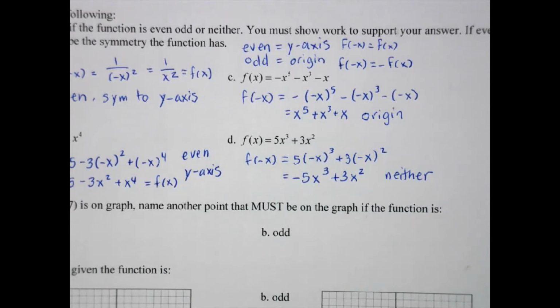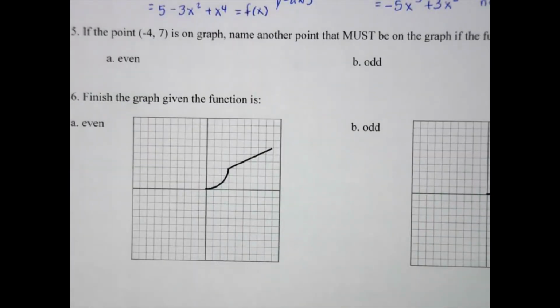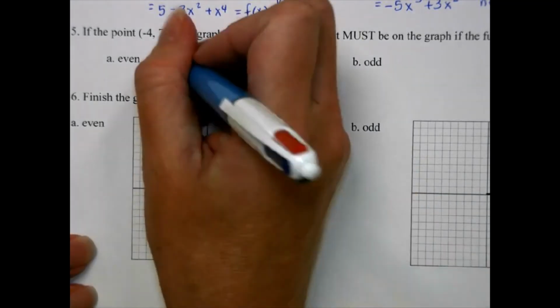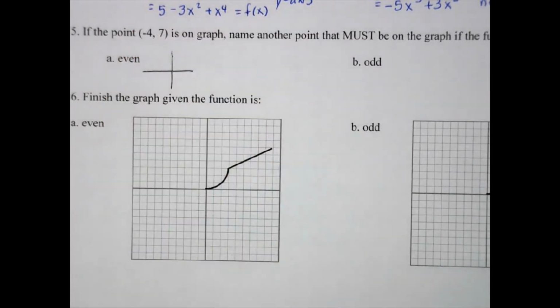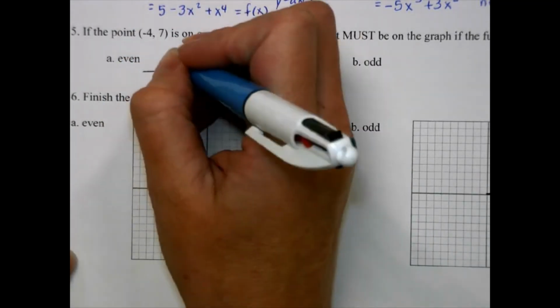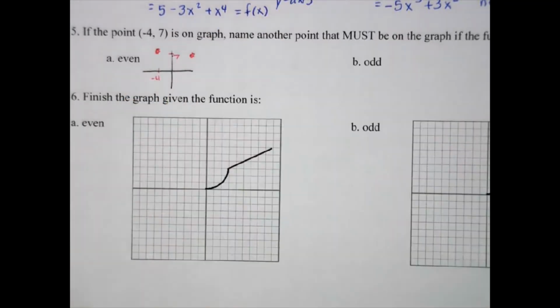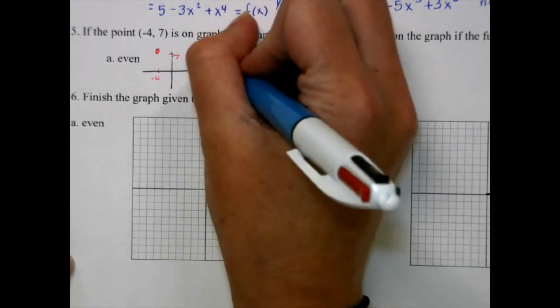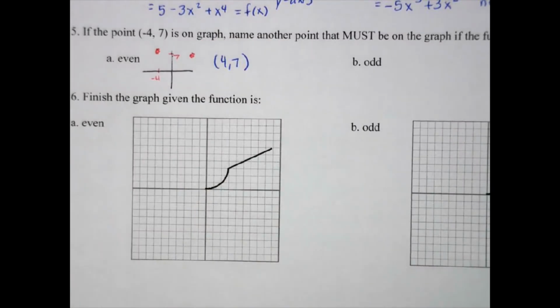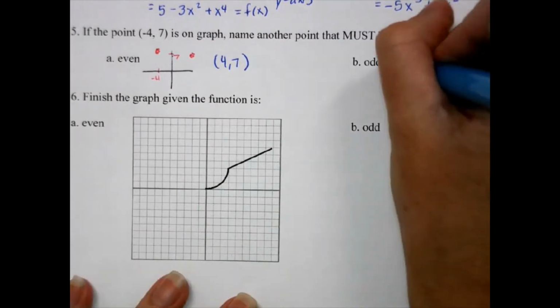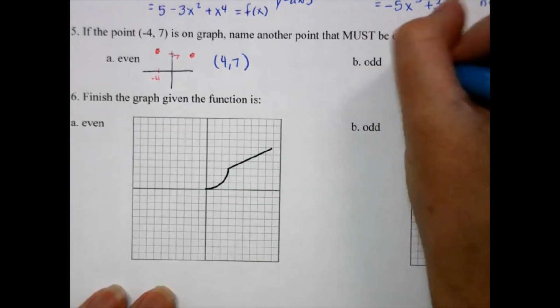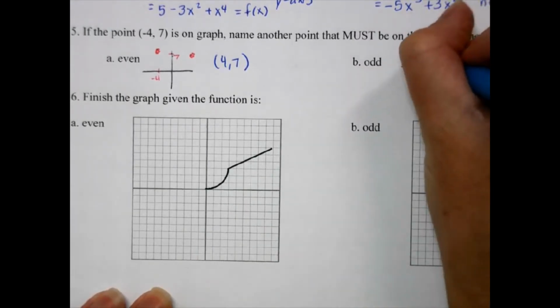If the point -4, 7 is on the graph, what other point must be on the graph? Well, thinking about the symmetry, if the point -4, 7 is on here, there has to be one on this side of the y-axis, which means we have a point at 4, 7. If it's odd, it's symmetric to the origin, so that -4, 7 is going to have a counterpoint at 4, -7.